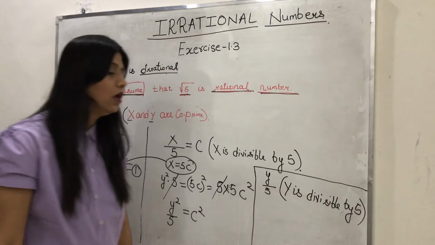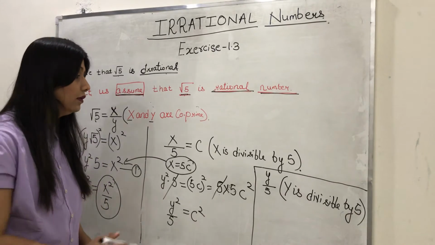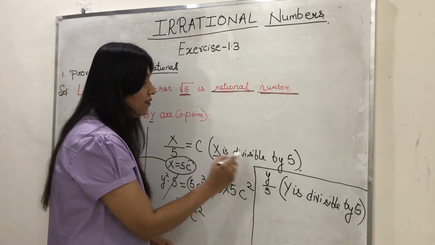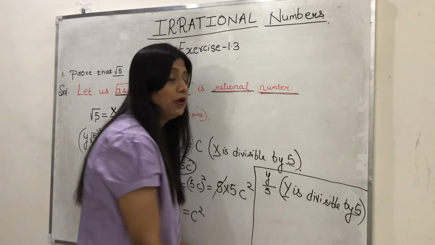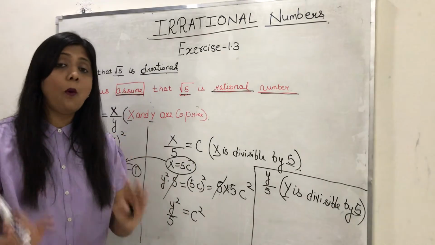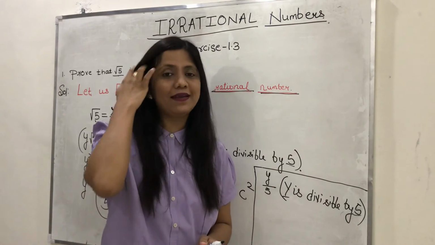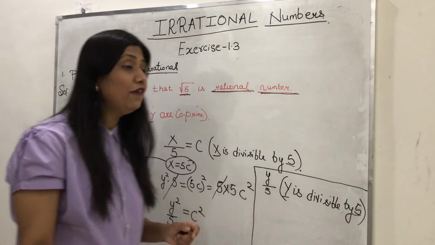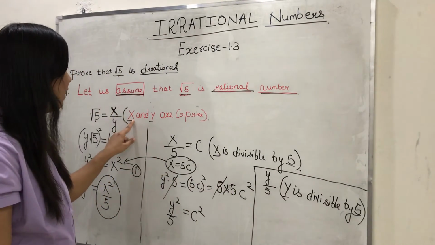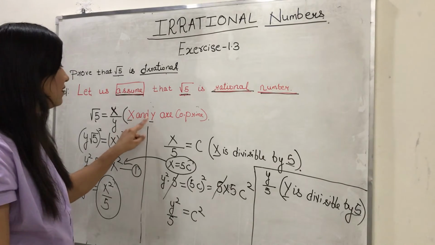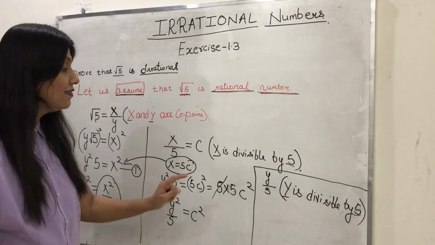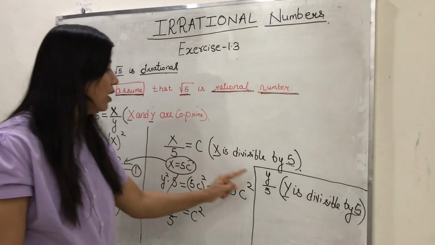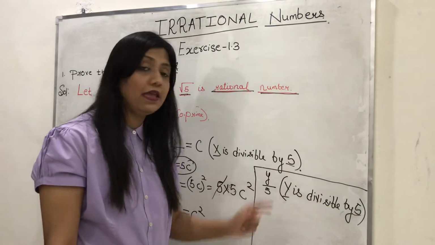Fine. So here what is happening? Two things are coming. X is divisible by 5. Y is also divisible by 5. Means x and y have one common factor, 5. But what have we assumed? We have assumed that x and y are co-primes. But this is coming wrong. X and y are not co-prime. They have one common factor, that is 5.